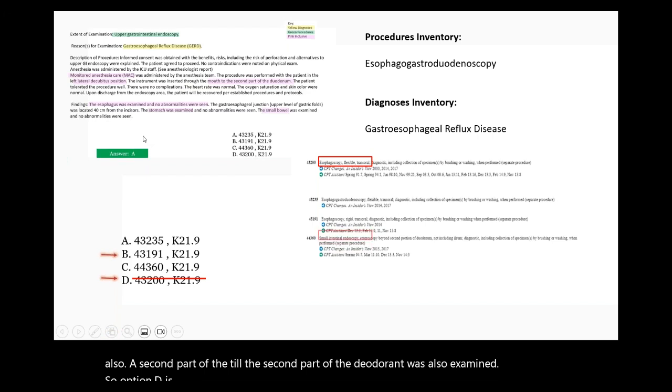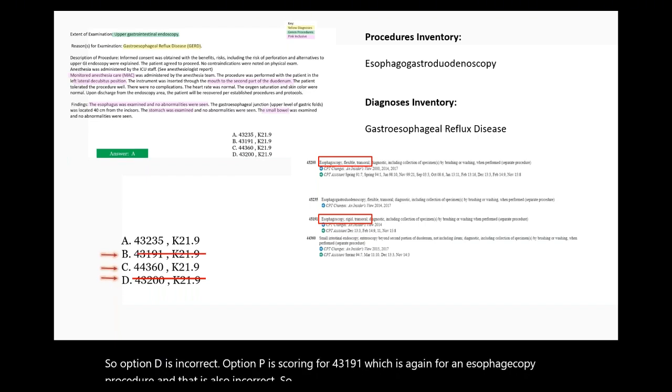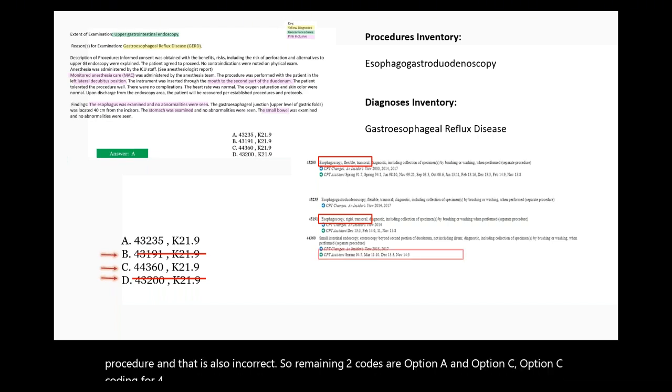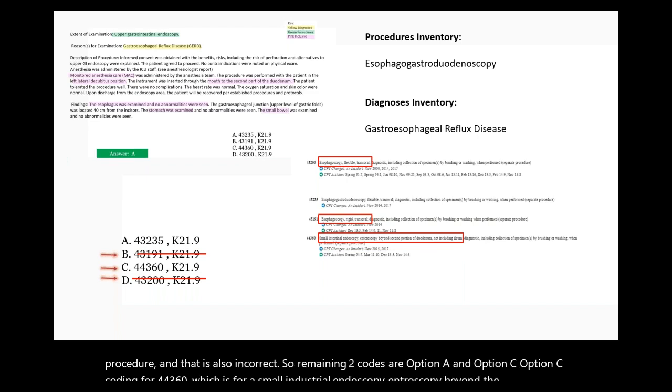Option B is coding for 43191, which is again for an esophagoscopy procedure, and that is also incorrect. So remaining two codes are option A and option C. Option C is coding for 44360, which is for a small intestinal endoscopy, enteroscopy beyond the second portion of the duodenum, not including the ileum.